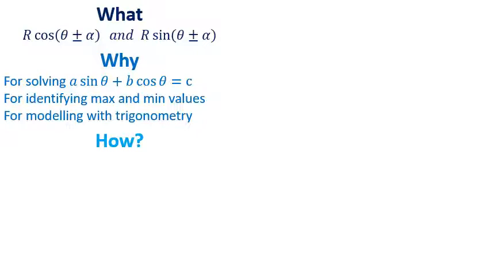The complexity, the detail of those two separate ones is taken into account by translating a sine or cos graph to the right or left and then stretching vertically. That's what the alpha and the r give you. We're going to work through an example to see how it's done.